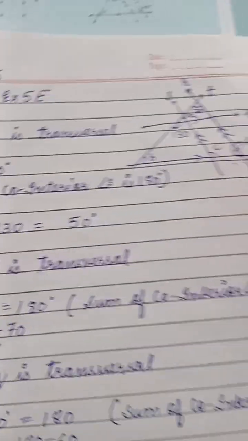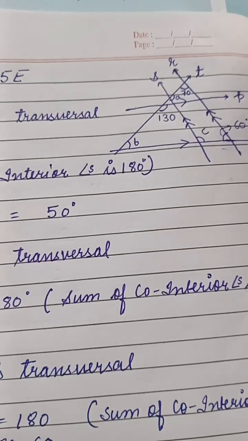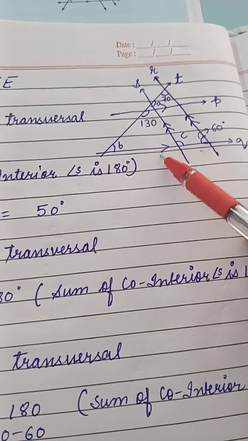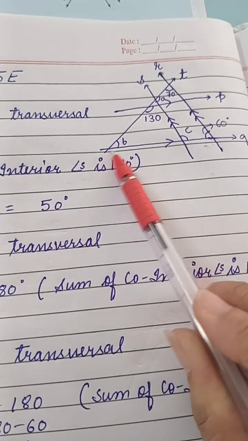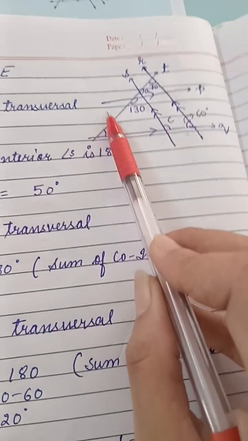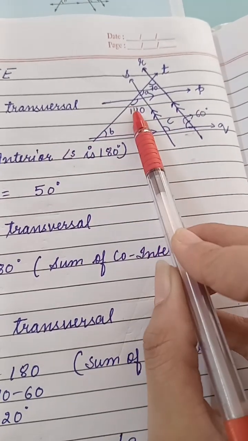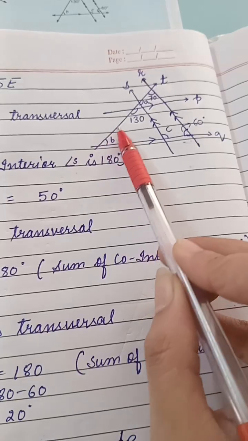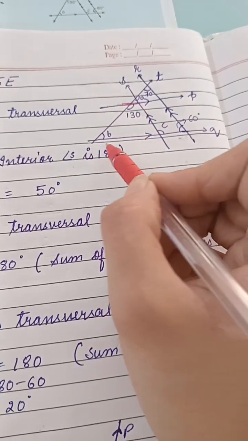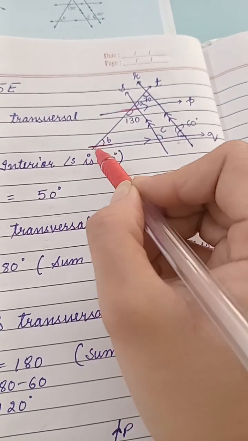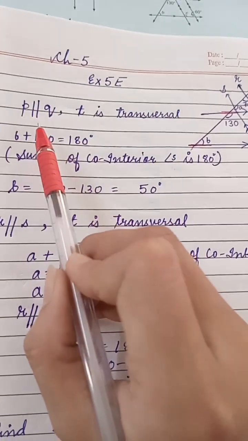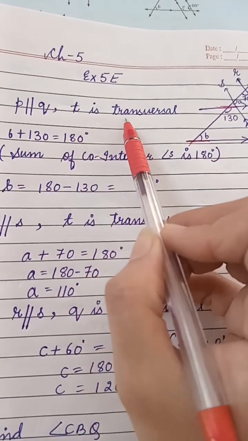Okay. For that, first we will see what the parallel lines are. Here, these arrows are there. One arrow: line P is parallel to line Q. On these lines there are two angles made, 130 and B, with a transversal T. This is on line P and this one on line Q with transversal T. So we have written that line P is parallel to line Q and T is the transversal.